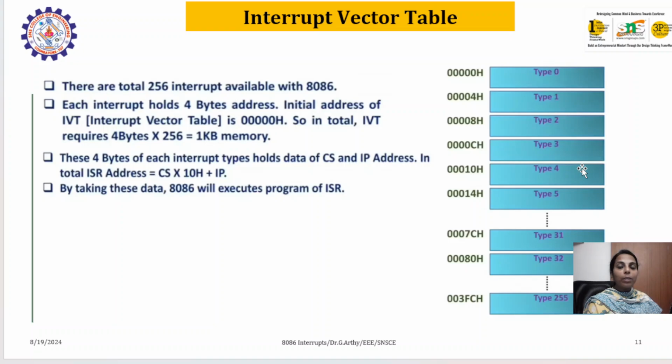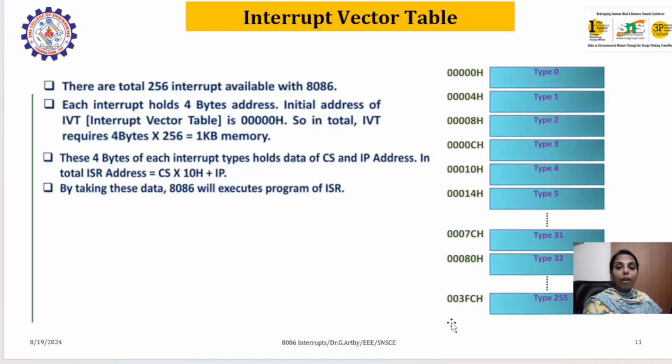Now coming to the interrupt vector table. Whenever an interrupt takes place, it follows the interrupt vector table. It has totally 256 interrupts available. So 8086 has 256 interrupts, starting from 00 to 255. Each interrupt holds a 4 byte address. The 4 bytes is because each vector table entry will carry the ISR to be executed.